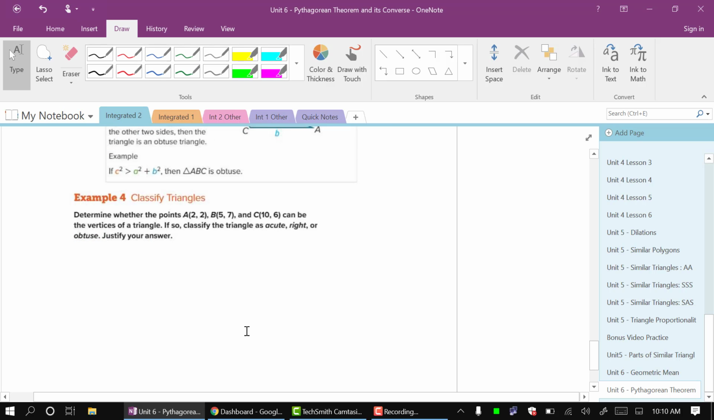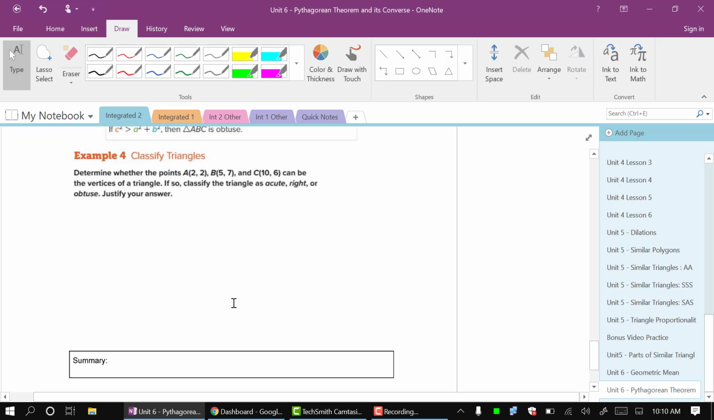So let's take a look at example 4. With example 4, we're going to figure out what kind of a triangle we have. So first we need to figure out some lengths. So we have AB, we have AC, and we have BC. And we're going to use our distance formula. Remember what our distance formula is. X2 minus X1 plus Y2 minus Y1.